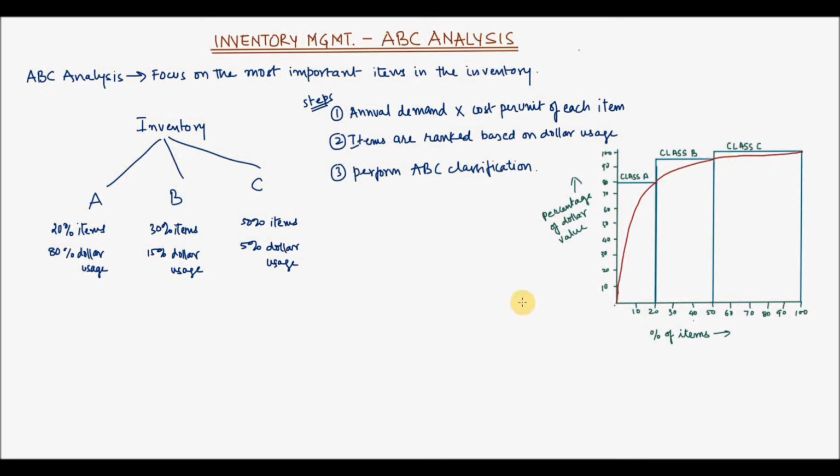Now it may not exactly be 20%, 30%, 50%, but it should be approximately around it so that you identify which are your critical items and not so critical items. Now once you have classified your items into A, B, and C, you need to start managing them differently. Now let us look at how to manage them differently.